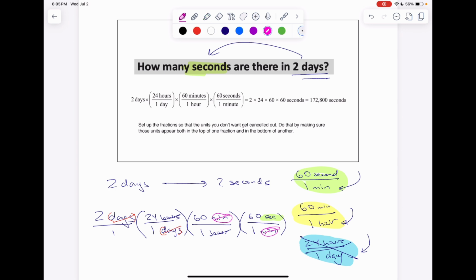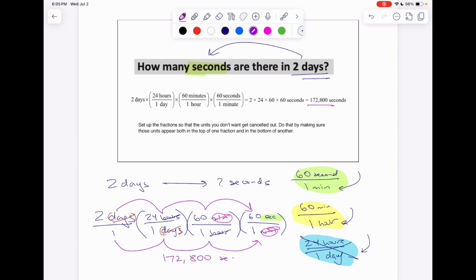Now all we have to do, using our fraction rules, is multiply the tops together, and we'll get 172,800 seconds. And in the denominator, just 1 times 1 times 1 times 1, that's just going to give us a 1 in the denominator. So we end up with 172,800 seconds as our answer. And again, the technique for this: write down your conversion factors and then see what you have and what you want. Turn what you have into what you want using your conversion factors.